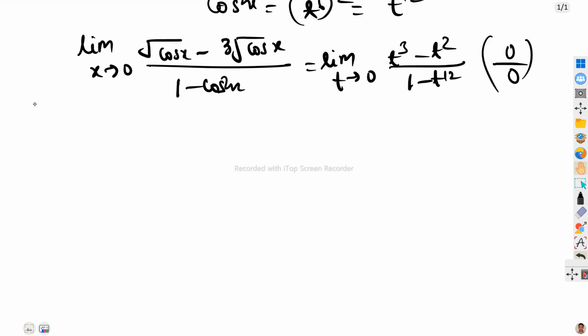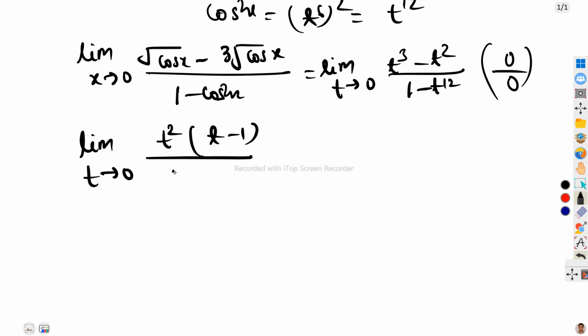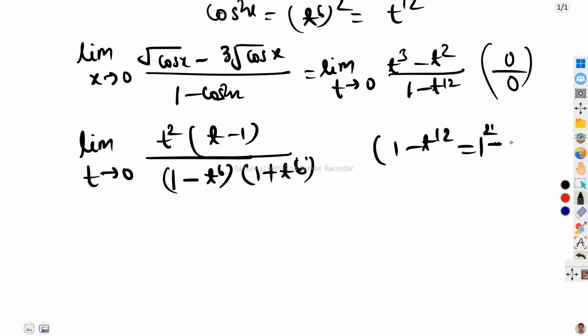But we have to not use L'Hopital's rule here. So what we do, we factorize these functions. So take common t minus 1, this becomes t minus 1, and this can be written as 1 minus t raised to power 6 and 1 plus t raised to power 6. Why? Since 1 minus t raised to power 12 can be written as 1 square minus t raised to power 6 square, and we have used the a square minus b square formula, a plus b into a minus b.